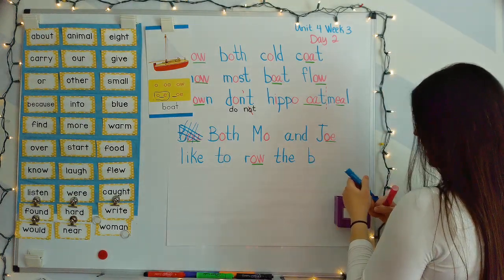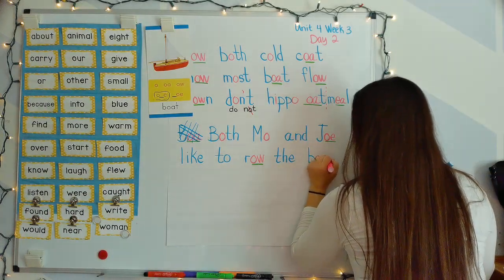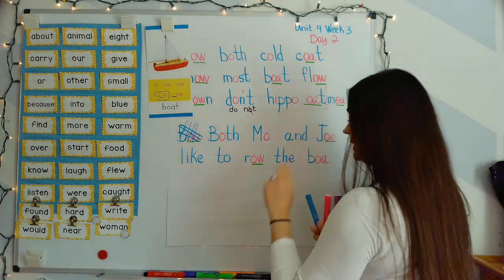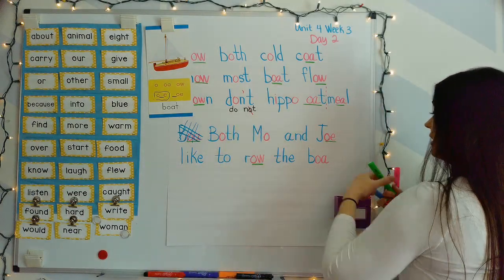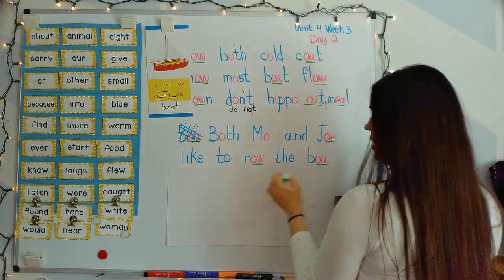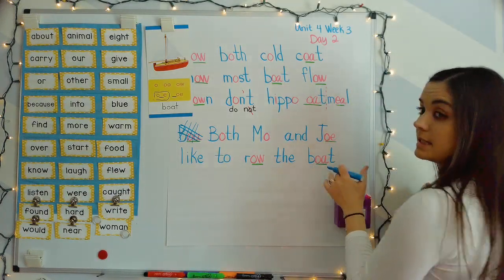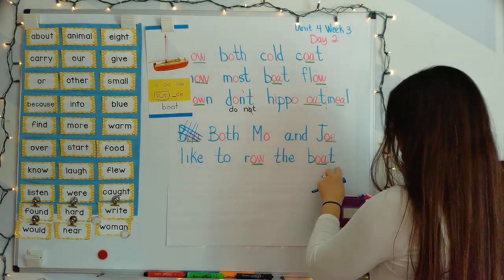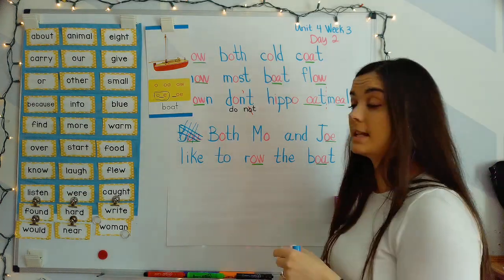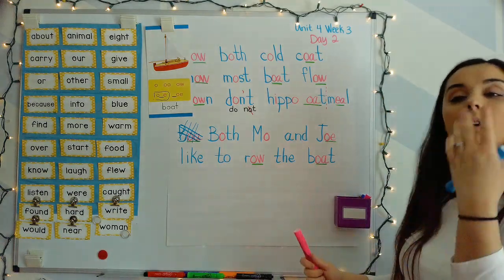B says ba. O-A, vowel team, working together to say that long O sound. Like the boat card, ba-o. T says ta, ba-oat, boat. All right, let's read our sentence. Both Mo and Joe like to row the boat. Your turn.